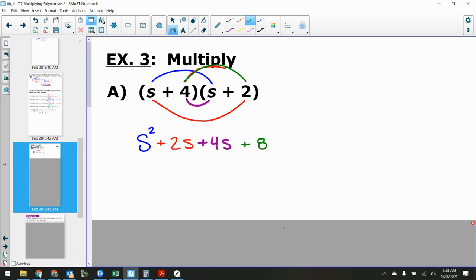First, outers, inners, last. Basically the distributive property. Distribute the S in, distribute the 4 in. And now I just combine like terms in the end. My answer is S squared plus 6S plus 8. That 2S and 4S just combine together to get the 6S. And that's my answer. S squared plus 6S plus 8. Again, it's just the distributive property. That's really all we're doing there.